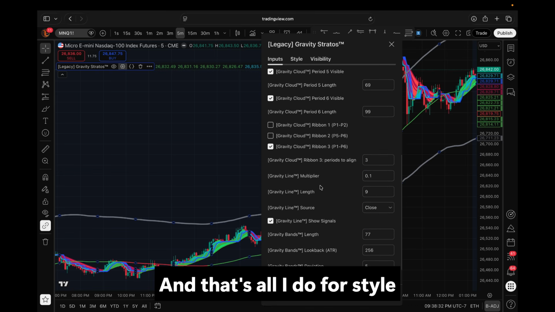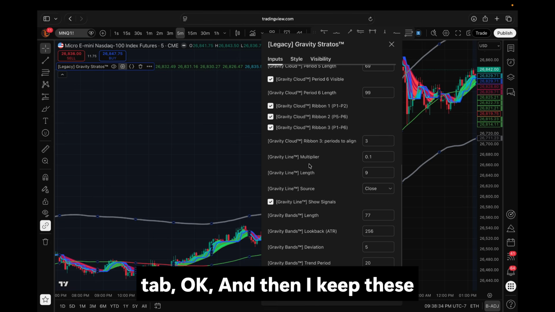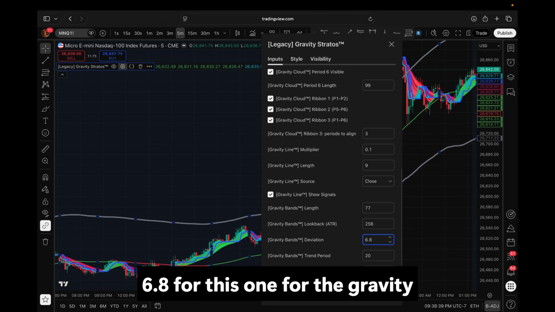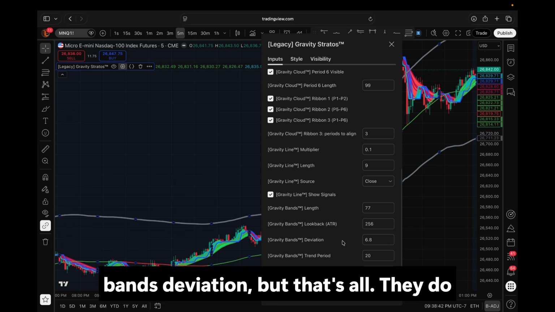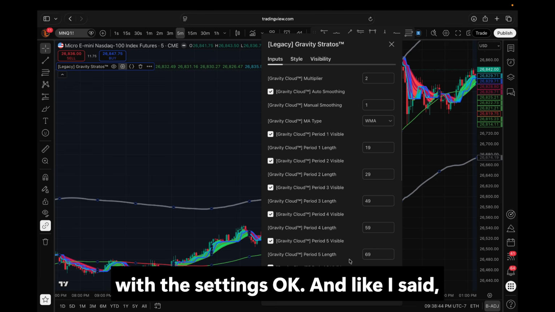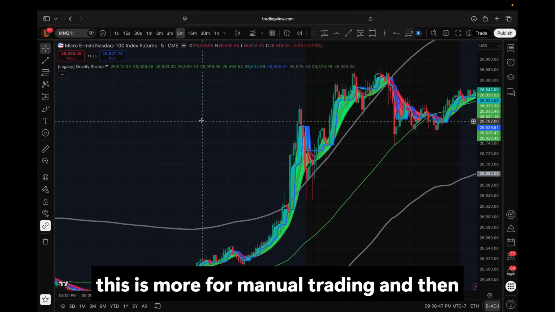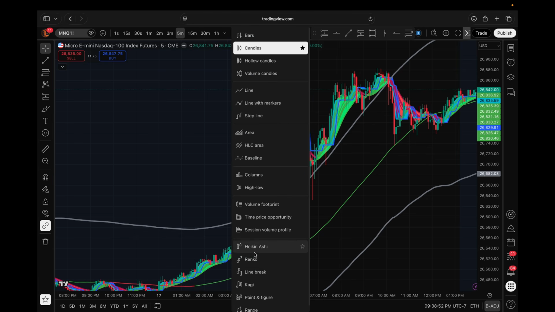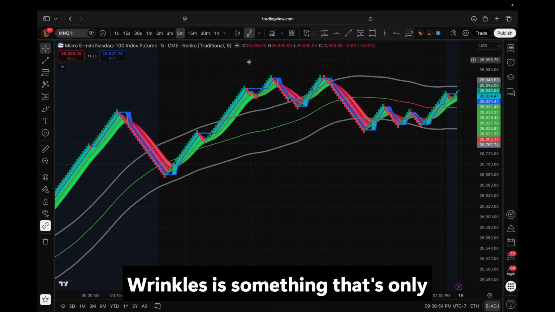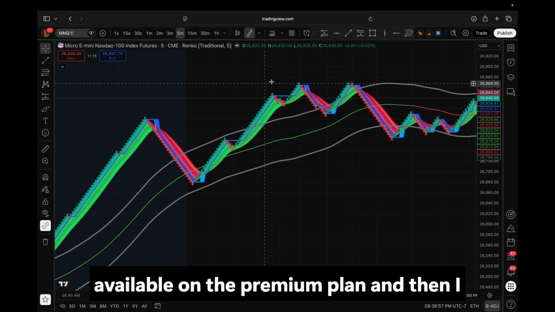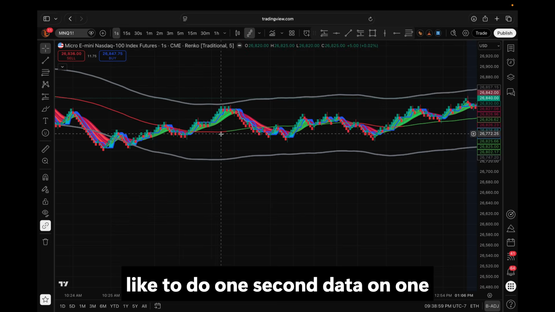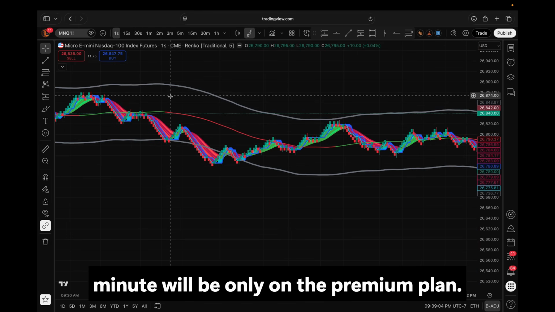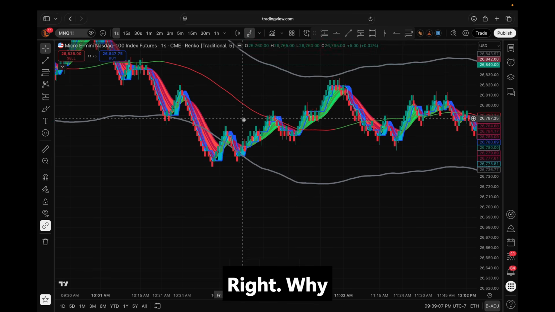And then I keep these two checked as well. I may do 6.8 for this one, for the gravity bands deviation. But that's all I do with the settings, okay? And like I said, this is meant more for manual trading. And then I like to do Renkos. Renkos is something that's only available on the premium plan. And then I like to do 1 second data. On 1 second data, anything less than 1 minute will be only on the premium plan, right?